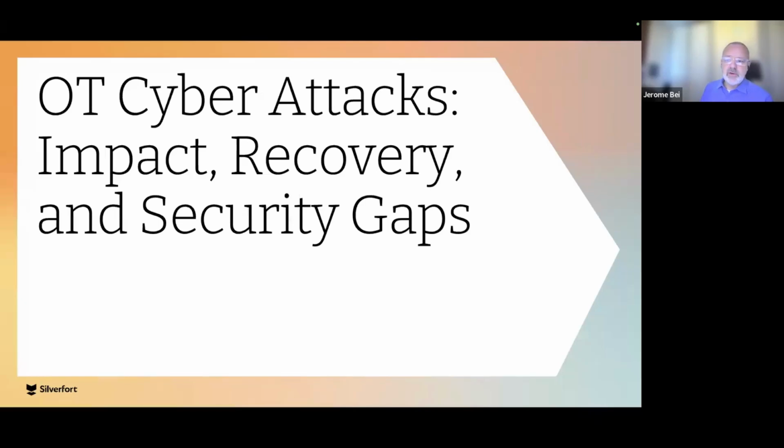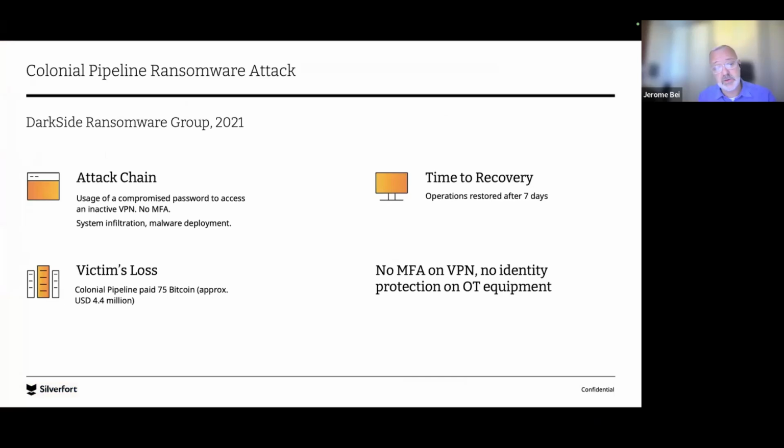So from here, let's just have a look at some of the attacks that have been made public specifically for OT equipment and what the impact was and how the victims have recovered and what their losses were, actually. So in 2021, the DarkSide ransomware group attacked the Colonial Pipeline. And what was easy about that attack is that the time to recovery for the victim was really, really quick. However, they did have to pay 75 Bitcoin, which at the time was worth $4.4 million in order to get rid of the malware that the attacker had deployed in the environment.